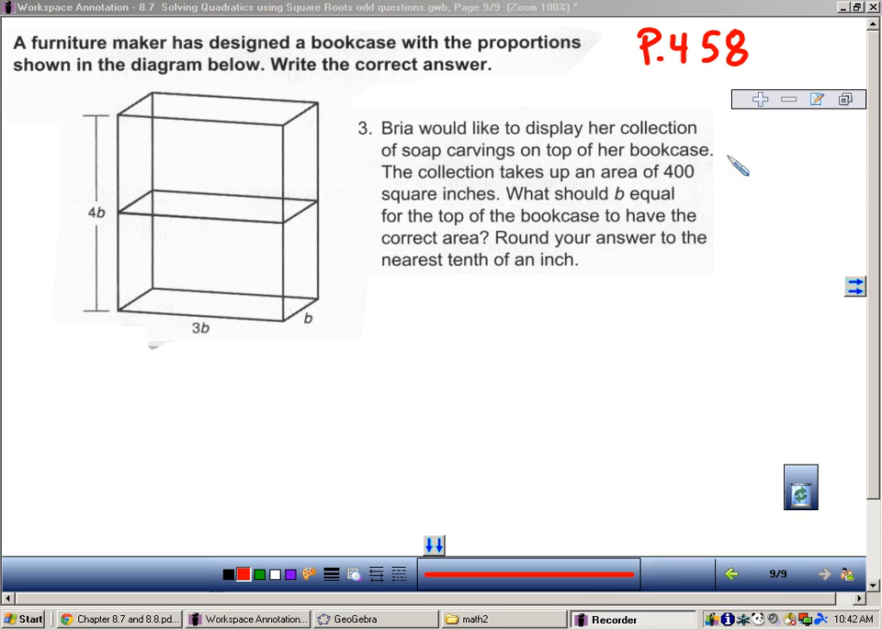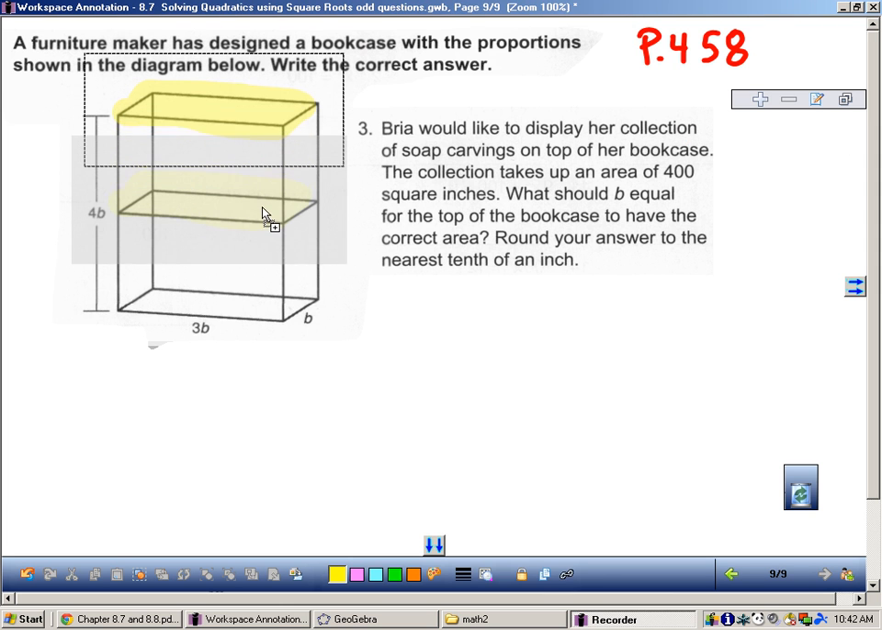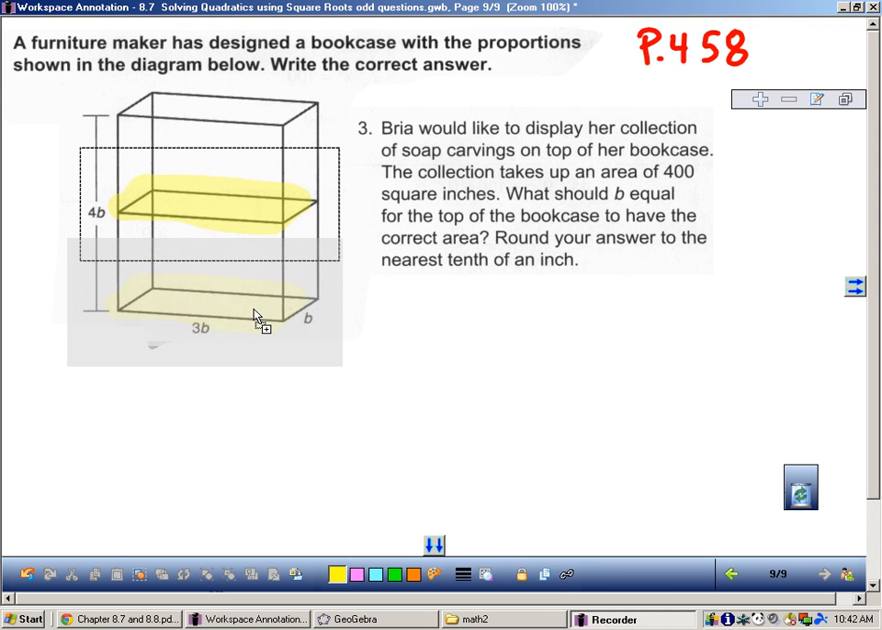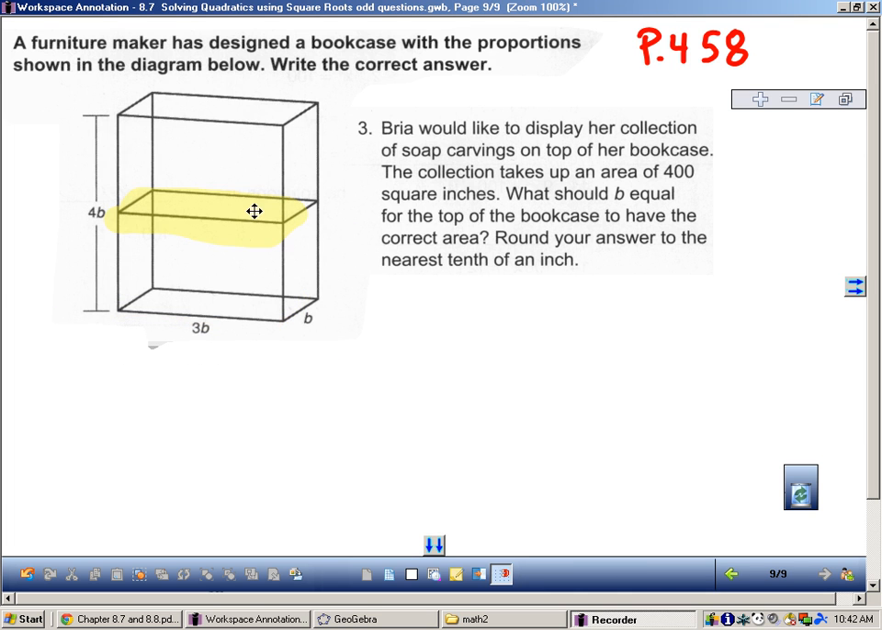So, the top of her bookcase. Let's look at the shape here, and the top appears to be here. And that's a rectangular shape. It's also the shape of the middle shelf, and of course the lower shelf. And so this is a prism.